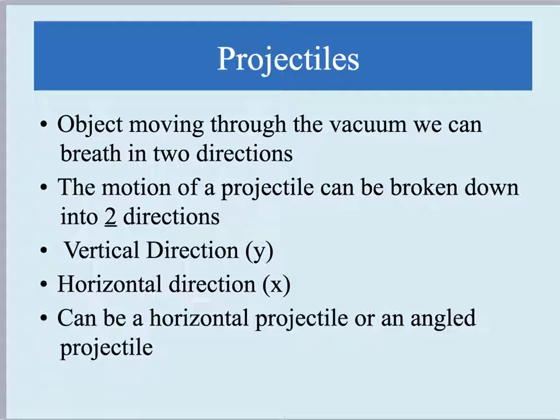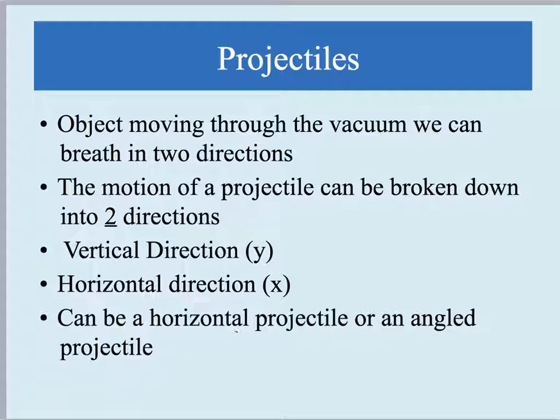We know that we're in the vacuum that we can breathe, and that is constant for our entire class this year. The object is moving through the vacuum we can breathe in two directions. Okay, so that's the idea with projectiles: not only is the object moving in one direction, but it's moving in a second direction. And we can break those down into two different directions. We say that one is the y direction, and that's the vertical direction, and the other is the x direction, and that's the horizontal direction.